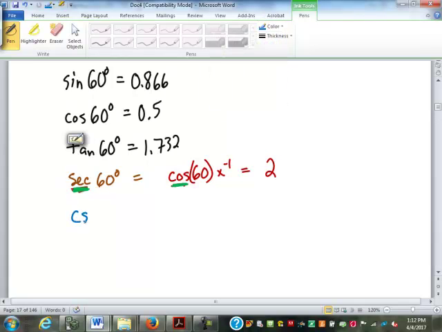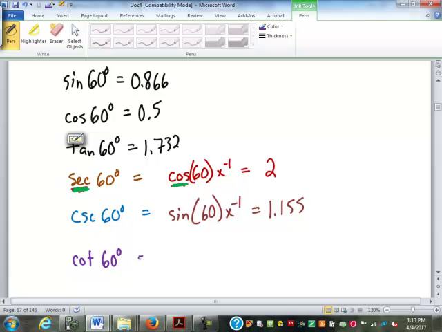The cosecant of 60 is then going to be found by using sine 60. Close the parentheses and the x negative 1. 1.155. Perfect. And then the cotangent of 60 is going to be found using the tangent. You got it. That's another page you might want to have down right there, so that you know what buttons to use to calculate each function.